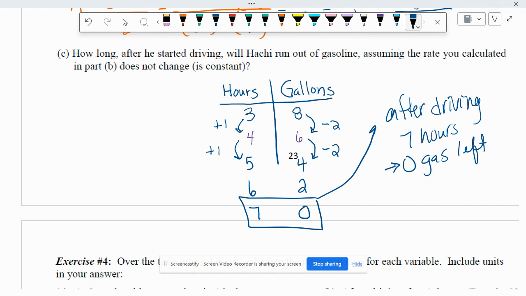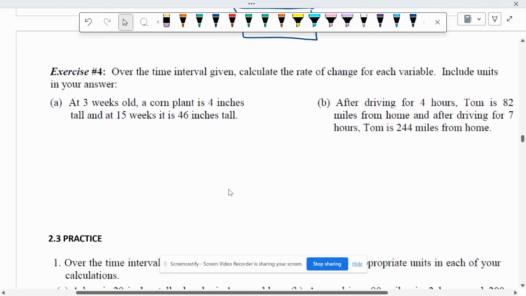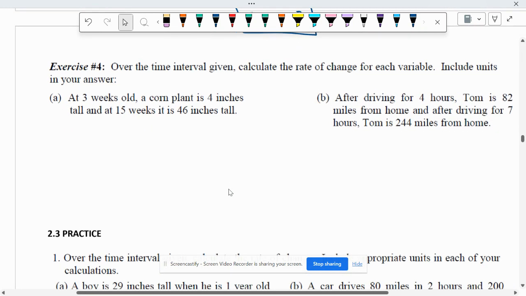So flip over to the back. We're going to do question number 4. All right, exercise 4. Over the time interval given, calculate the rate of change for each variable. Include the units in your answer. So we have to glean the ordered pairs from the word problem. So at 3 weeks old, a corn plant is 4 inches tall, and at 15 weeks old, it's 46 inches tall. So what are my ordered pairs?